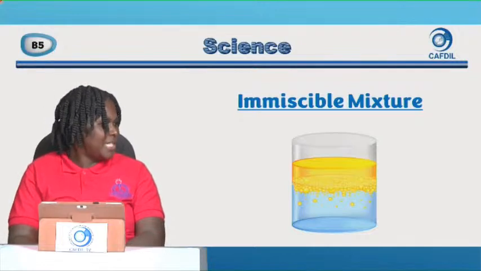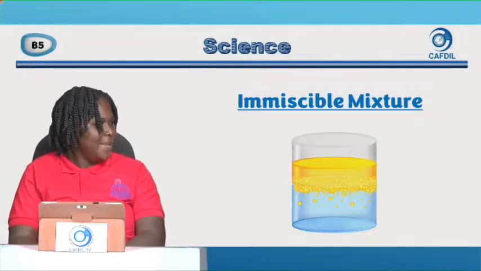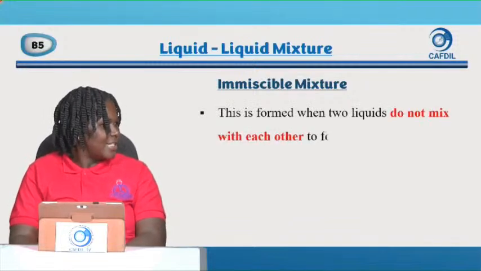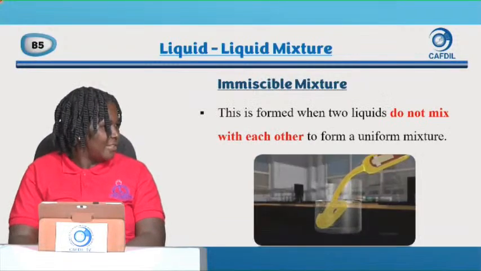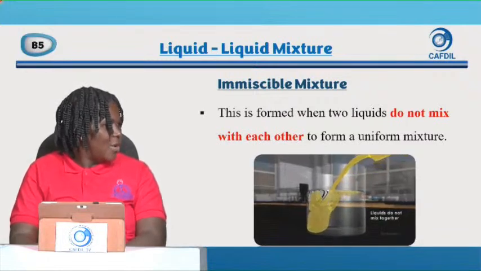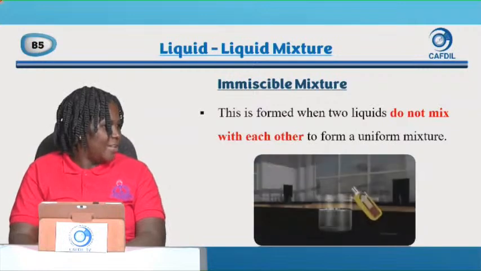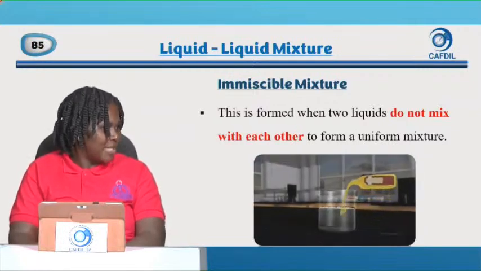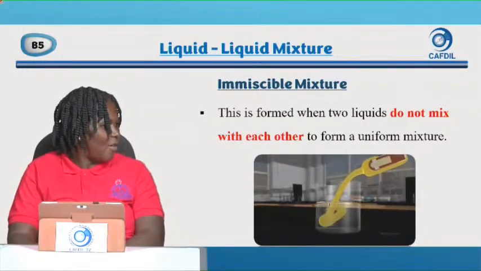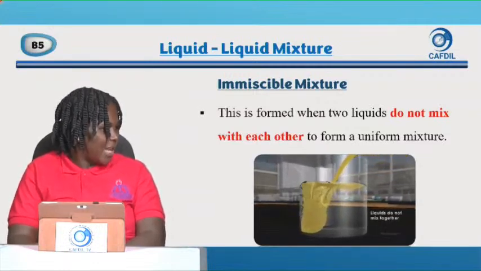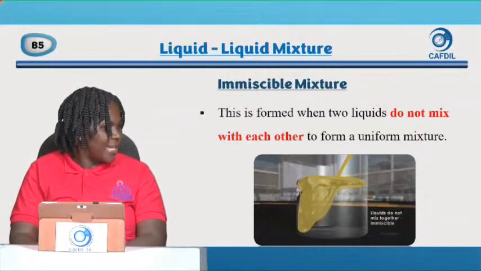Let's look at immiscible mixture. Now what is an immiscible mixture? This is formed when two liquids do not mix with each other to form a uniform mixture. So we have oil and water. Oil and water do not mix together.